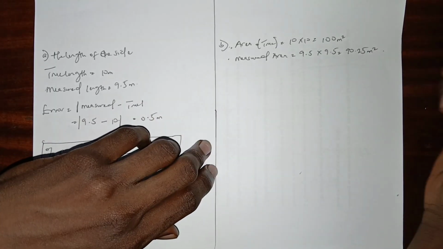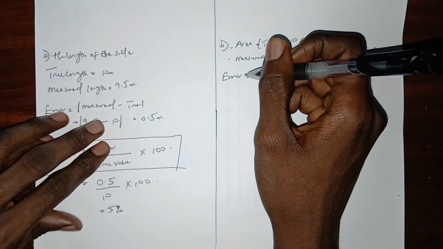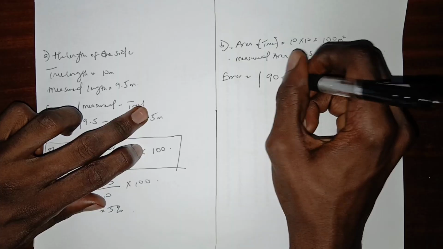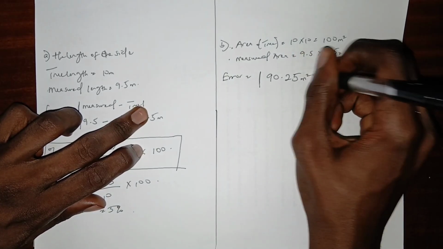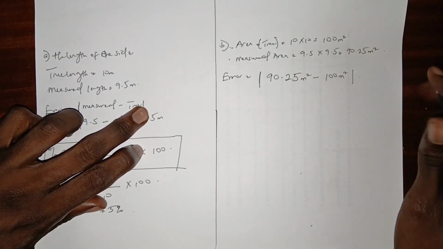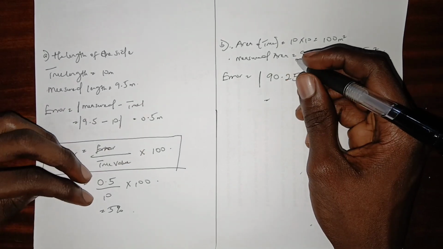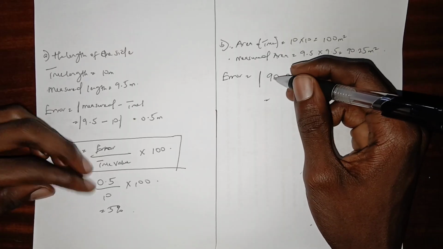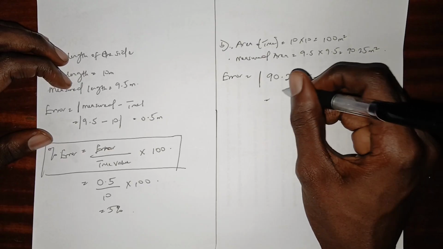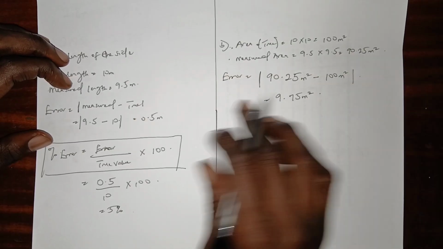Right. So now the error, as established, is the absolute of the measured area minus the true area. That will be 90.25 meter square minus 100 meter square. Whatever we get, since it's absolute, will be positive. So our answer here is 9.75 meter square.